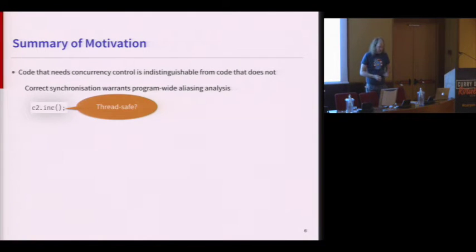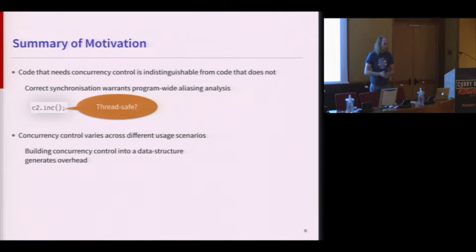So in summary, when we're looking at a piece of code, it's usually very hard to know if we need some kind of aliasing or concurrency control without looking at the full program. And on the other side, it's hard to know when you're defining a class or a type how this thing is going to be used. So it's hard to build in this concurrency control, because you might not know how the object is supposed to be used.